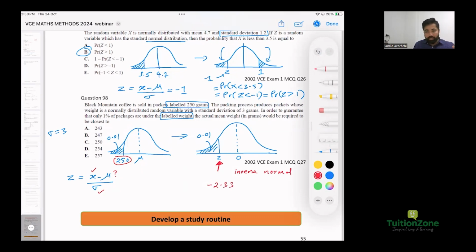Is that clear, the technique? Yeah. Perfect. All right, good. Now just sub the z value and find the mu. Just solve.